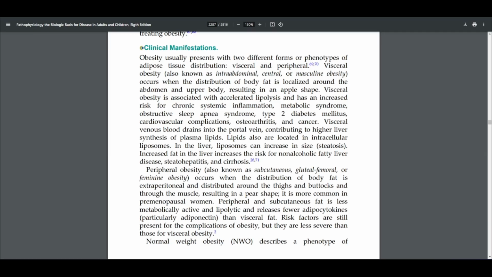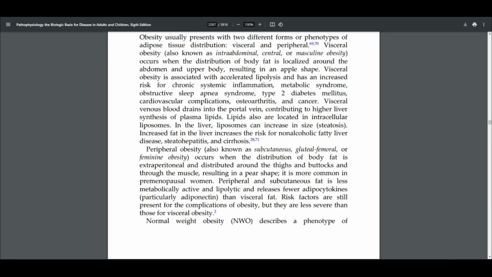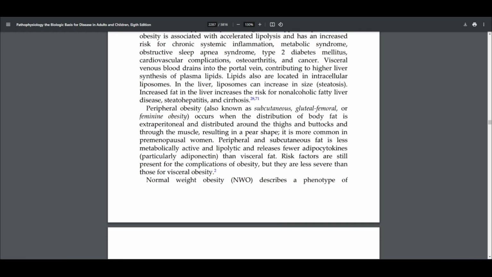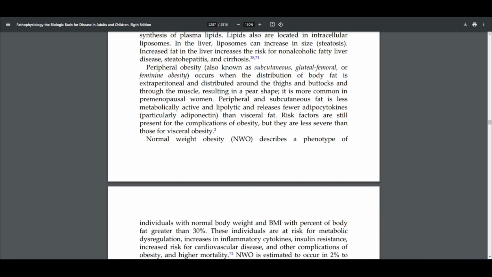Visceral venous blood drains into the portal vein, contributing to higher liver synthesis of plasma lipids. Lipids also are located in the intracellular liposomes. In the liver, liposomes can increase in size. Steatosis, increased fat in the liver, increases the risk for non-alcoholic fatty liver disease, steatohepatitis, and cirrhosis.